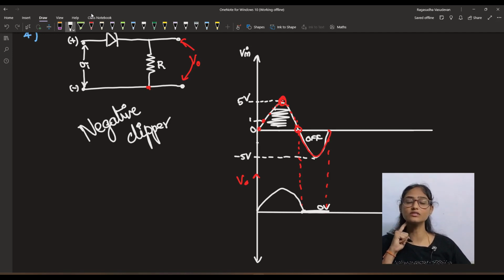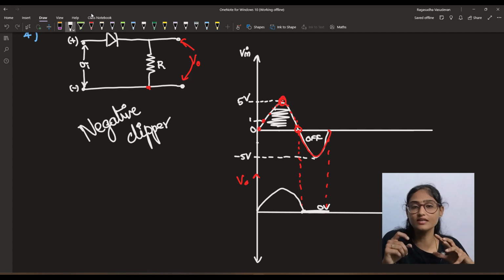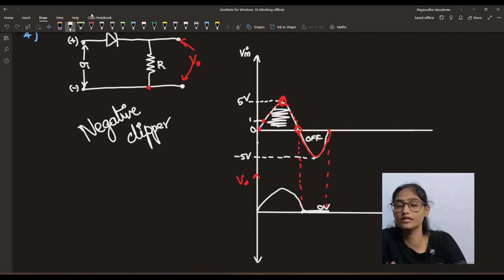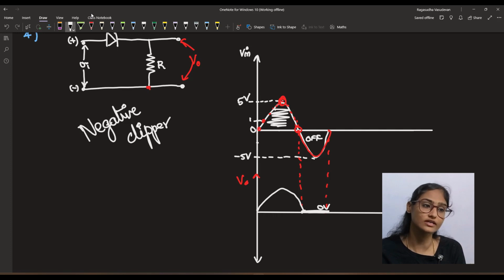These are mainly used in circuits where you are filtering the input voltage. If you want only the positive voltage to reach your load, then you will use a positive clipper. If you want a negative voltage, you will use a negative clipper. This is a simple concept.